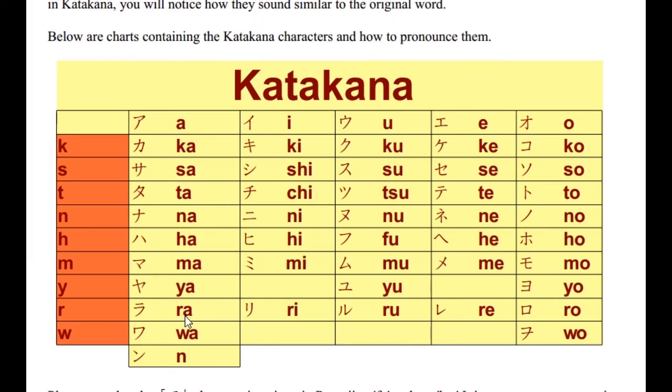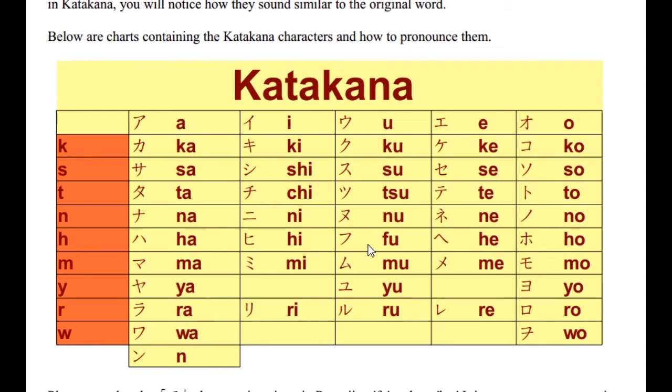Oftentimes, beginners of the language have trouble with this row right here. Many times, people, especially English speakers, want to read it as ra, ri, ru, re, ro, but that's not quite right. What you really want to do is kind of make an R and a D sound. Usually what I recommend students to do is put your tongue at the top of your mouth, like you're going to make a D sound, like da, da. But instead of saying da, you're going to make an R sound. So we have ra, ri, ru, re, ro.